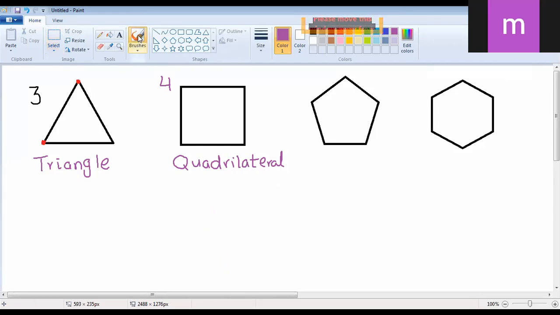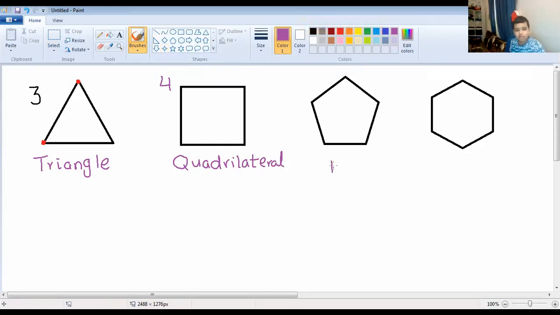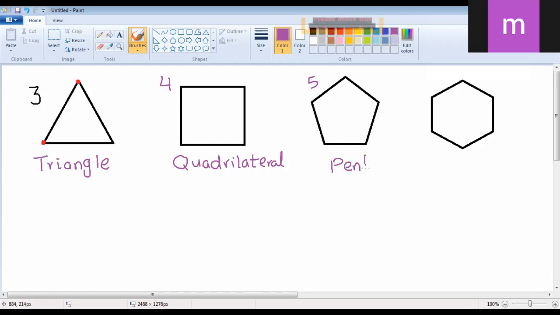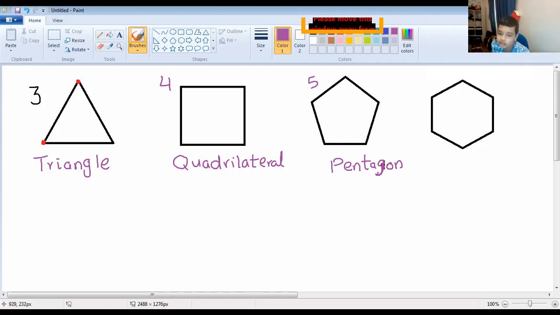What about 5 sides? Pentagon. You know the name of the Ministry of Defense in the US? The building of the Ministry of Defense is the Pentagon. Also, if we have 6 sides, it's called hexagon.